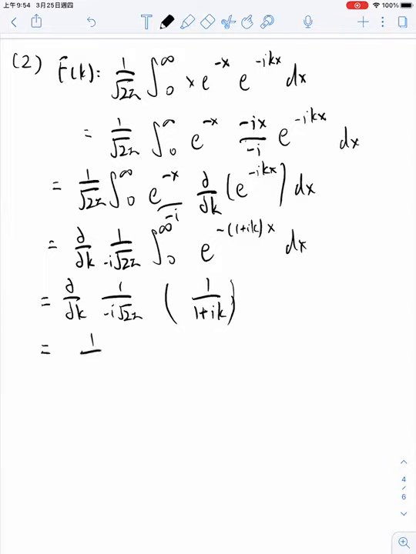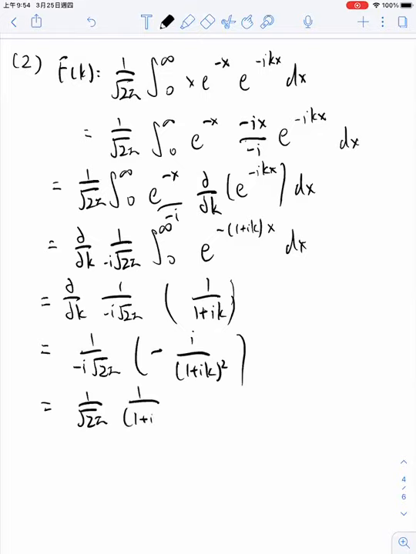And then we differentiate with respect to k, and you get this. And then you will get the same answer as method 1.